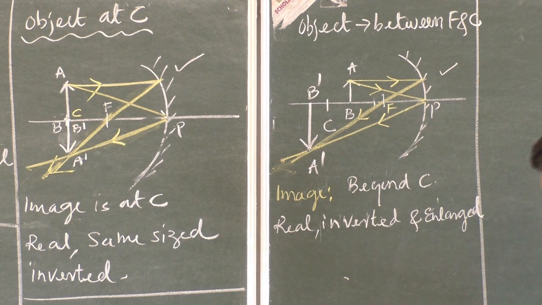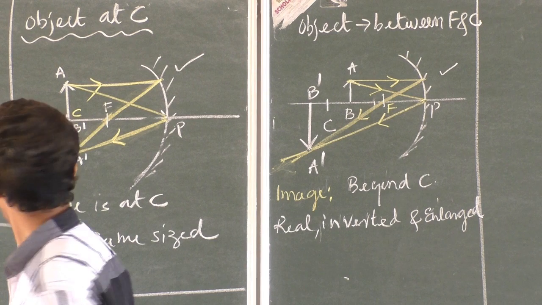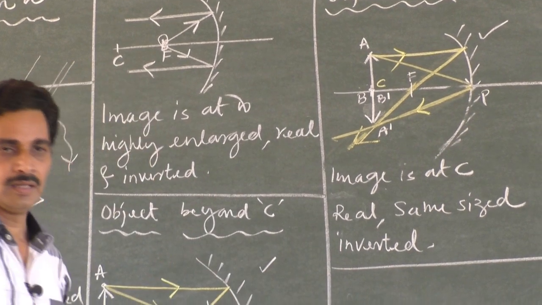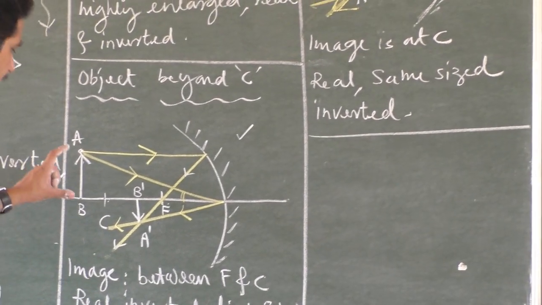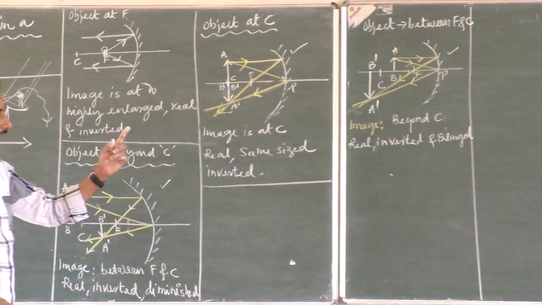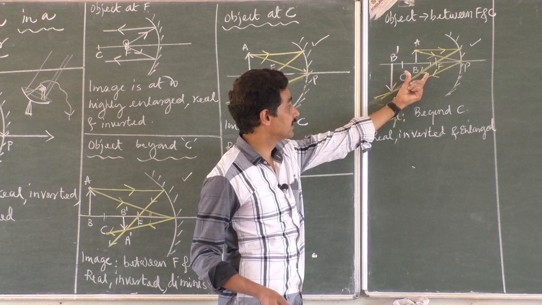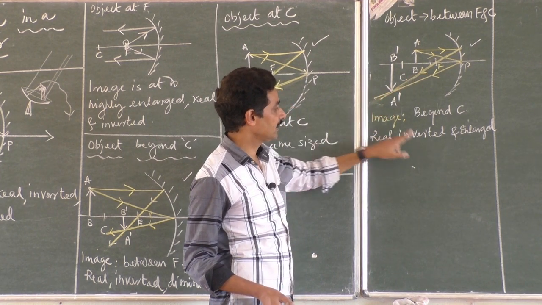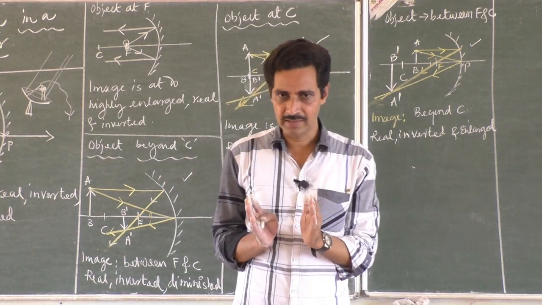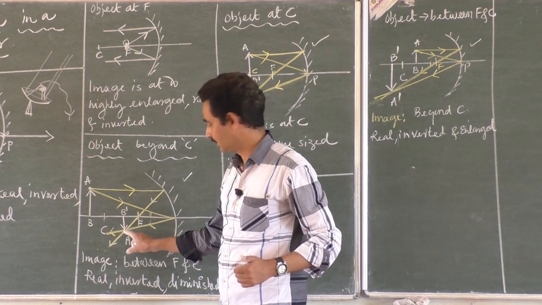Now compare this case and this case: object between F and C, and object beyond C. Compare the two cases. They are quite reversed. When the object is beyond C, the image is between F and C, real, inverted, diminished. In that case, when the object is between F and C, the image is beyond C, real, inverted and enlarged. One thing you remember here, whatever is between F and C, it is smaller. Between F and C here is the image, smaller than the object.